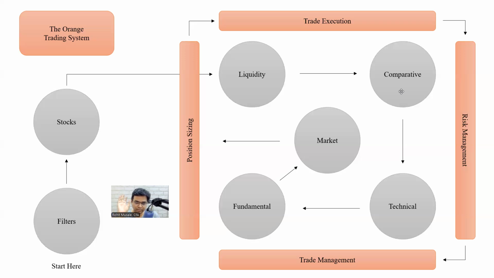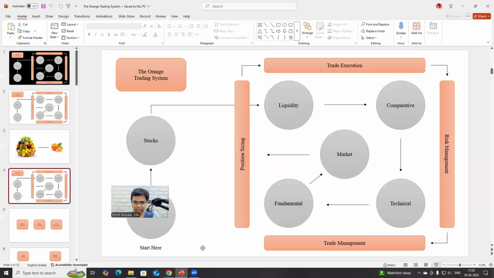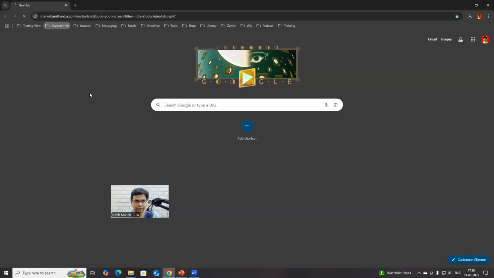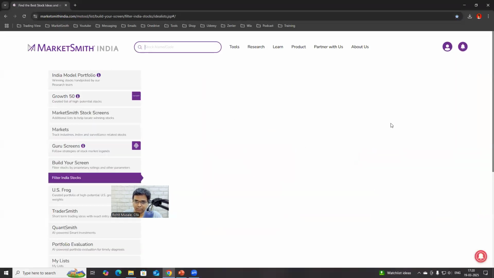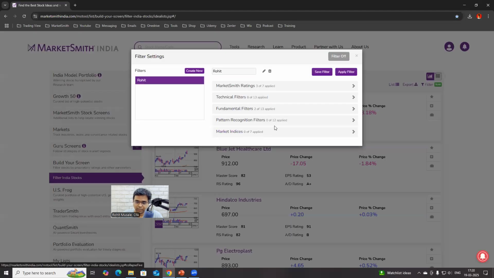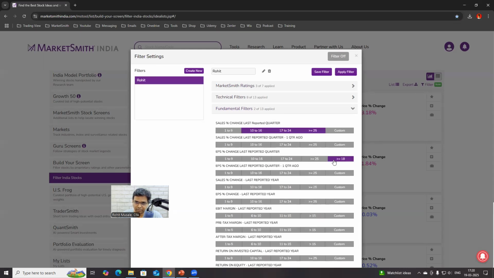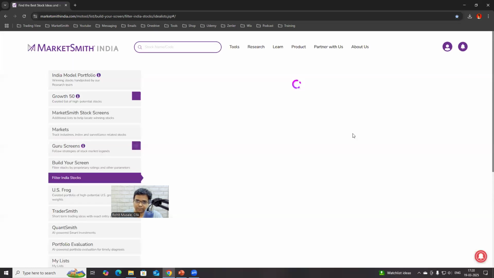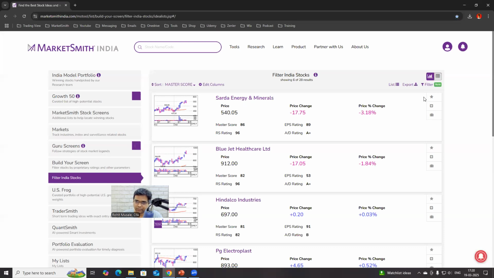So let us say the market is in a confirmed downtrend. As you know, my filters, let me put the filters. So what I do normally is this is my process. When the market is in uptrend under pressure or rally attempt or downtrend, what I do is I put the fundamental filters, the sales and the EPS filter. I save it, I apply it. See, I get 28 stocks.